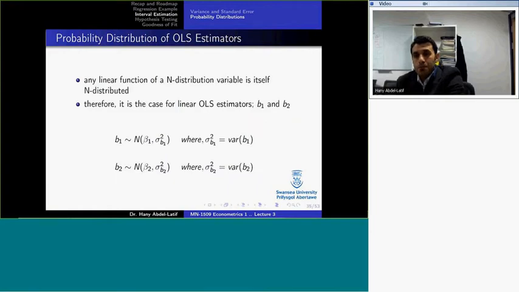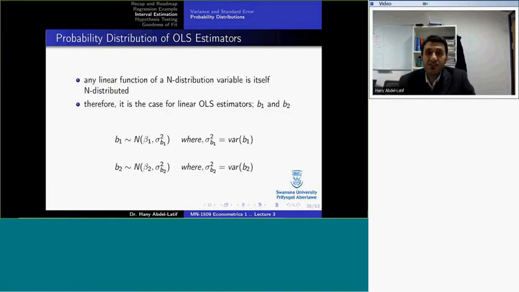But how is this going to enhance our understanding of the distribution of the OLS estimators? A linear function of a normally distributed variable is itself normally distributed. So in the case of the linear OLS estimators, we now know that B1, the estimator of beta 1, follows a normal distribution. How do we define the normal distribution again? We look at the mean and the variance.